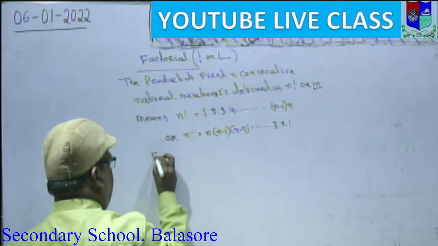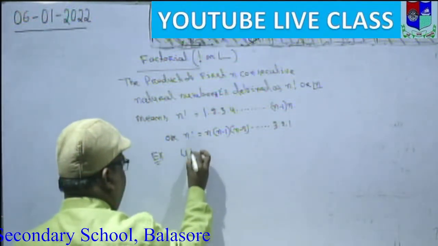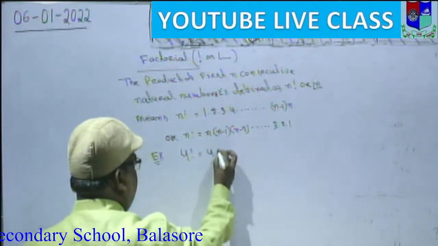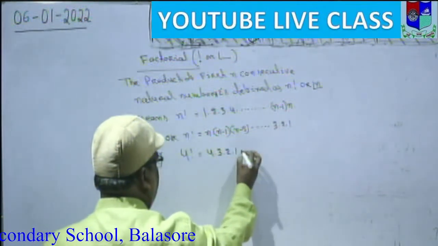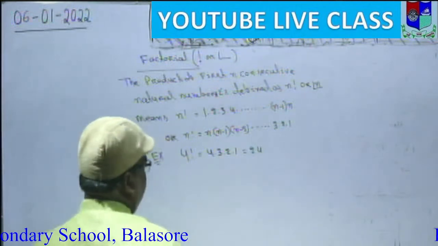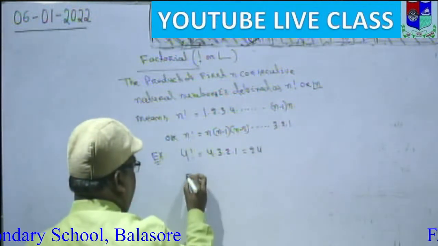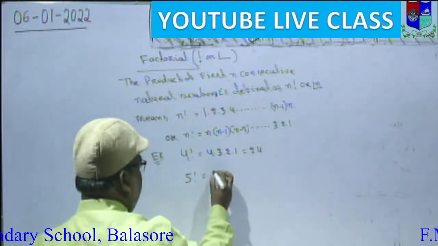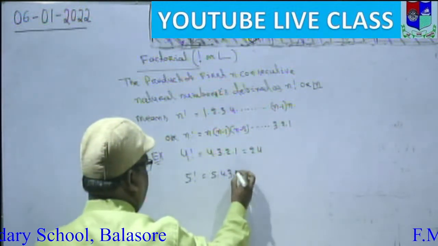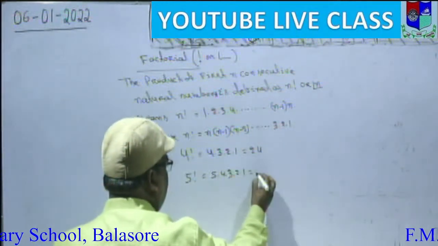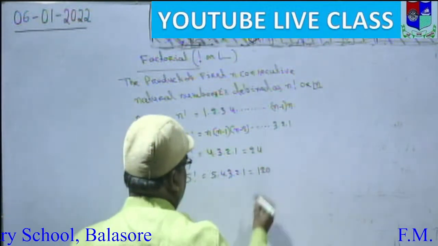For example, 4 factorial means we may write 4 into 3 into 2 into 1, that is 24. 5 factorial, we may write 5 into 4 into 3 into 2 into 1, that is 120.